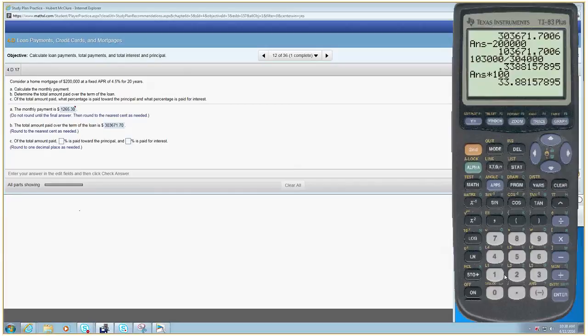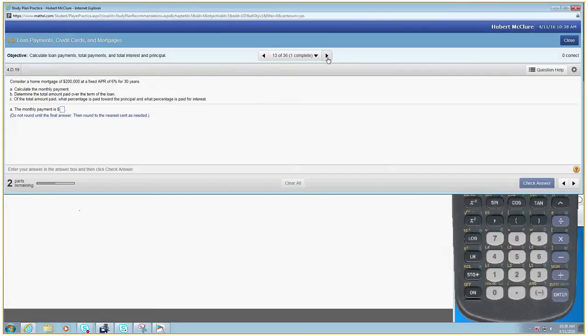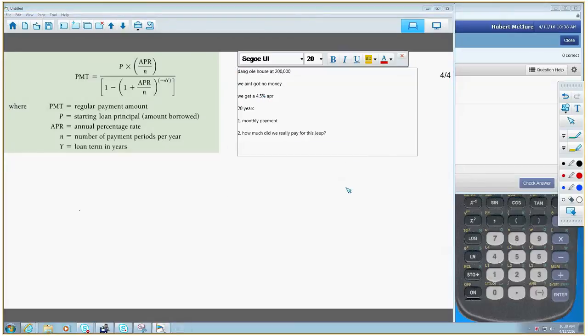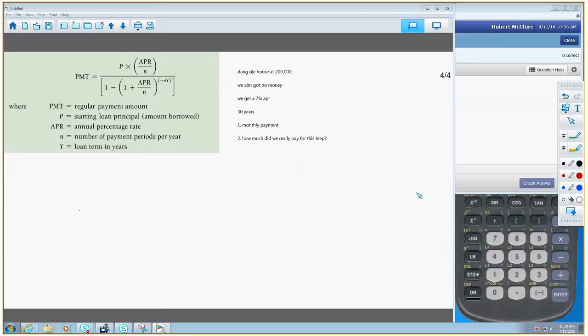So let's say your credit sucks and you go buy a house. All right. Let's change our last problem. Let's change it right here. And let's say that you ain't got no money and your credit sucks. 7% APR. And they extend it 10 more years. Let's do that one.